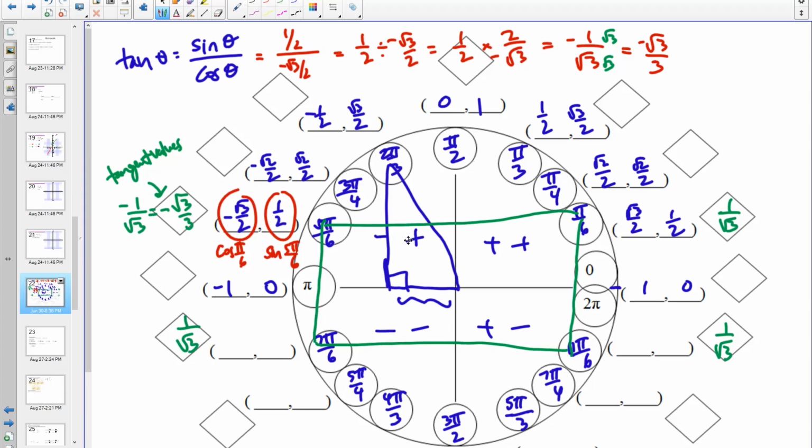Well, in this quadrant, the sine value is positive and the cosine value is negative, so this must be a negative. In this third quadrant, the sine and cosine values are negative, so therefore this is a positive tangent, because negative divided by negative is positive. In the fourth quadrant, you have different signs for cosine and sine, so there's a negative here. And in the first quadrant, you have the same signs for cosine and sine, so you're going to have a positive tangent value.